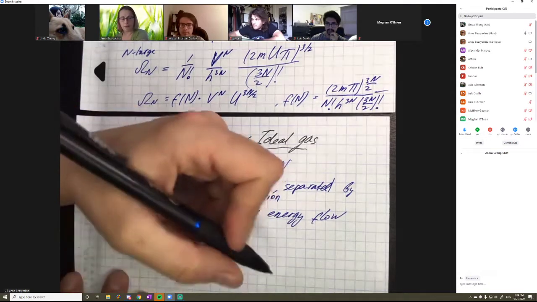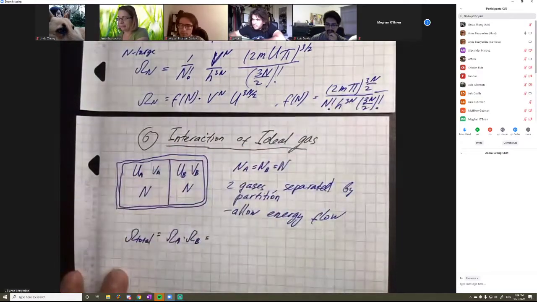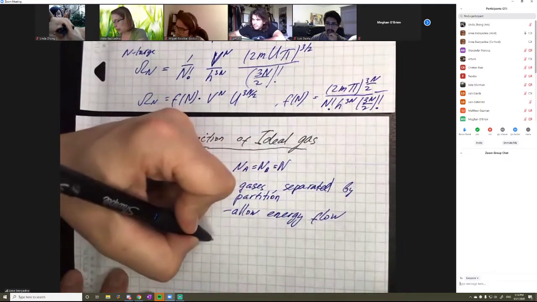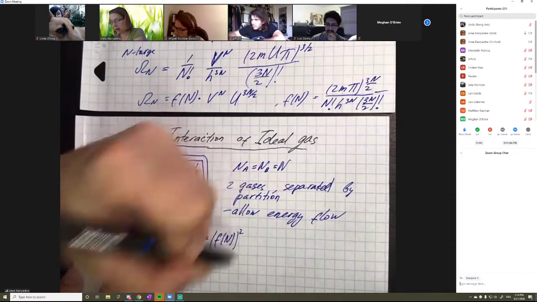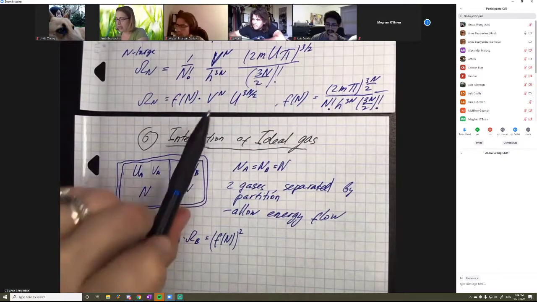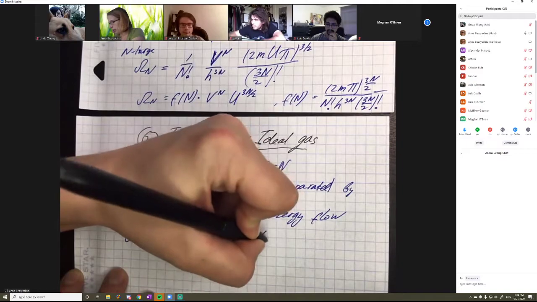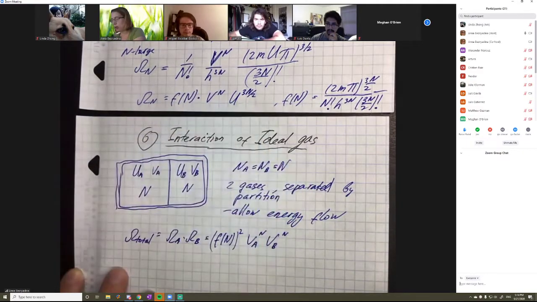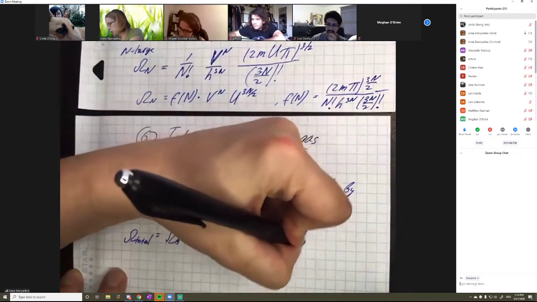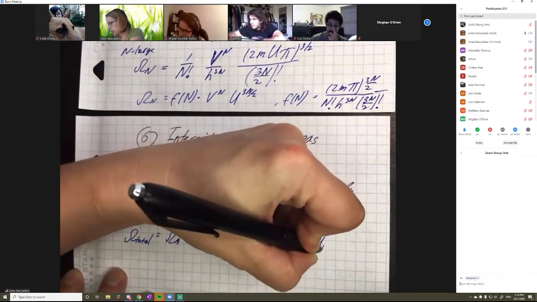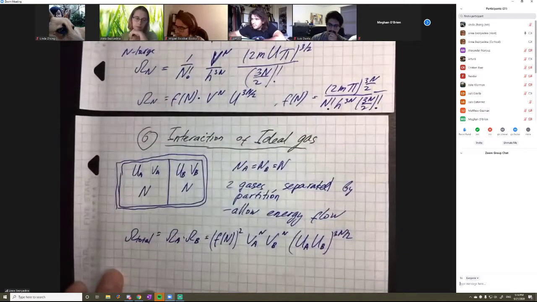We'll use this formula just to make it simpler and easier to work with. We have the same number of particles, so f of N is the same for both of them. So we get f of N squared. Then we have volume A to the power N, volume B to the power N, and our energies UA and UB to the power of 3N over 2.